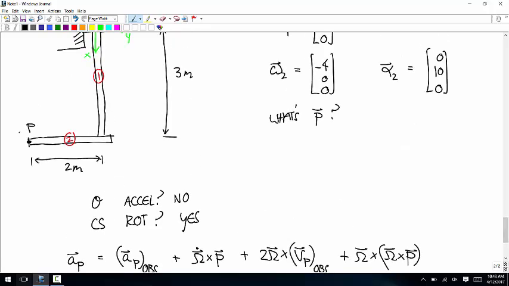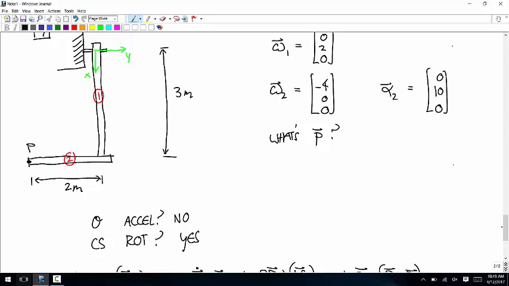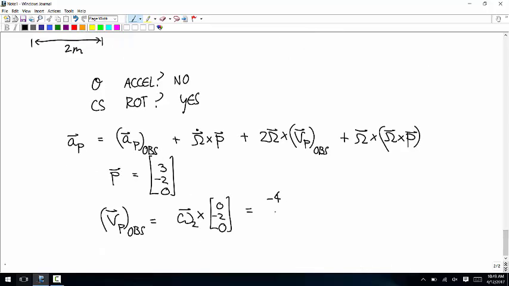What's the r vector for P? 0, negative 2, 0, because you're going from the center of the circular motion to the point. So negative 4, 0, 0, crossed with 0, negative 2, 0, and you get 0, 0, 8.